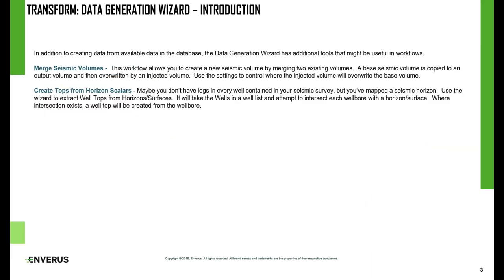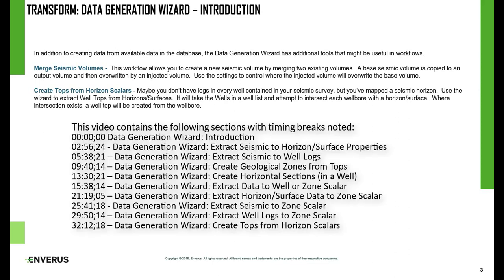In addition to creating data from available data in the database, the Data Generation Wizard has additional tools that might be useful in workflows. First, merge seismic volumes. This workflow allows you to create a new seismic volume by merging 2 existing volumes. A base seismic volume is copied to an output volume and then overwritten by an injected volume. Use the settings to control where the injected volume will overwrite the base volume.